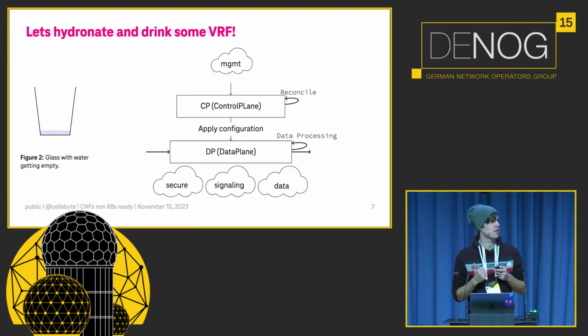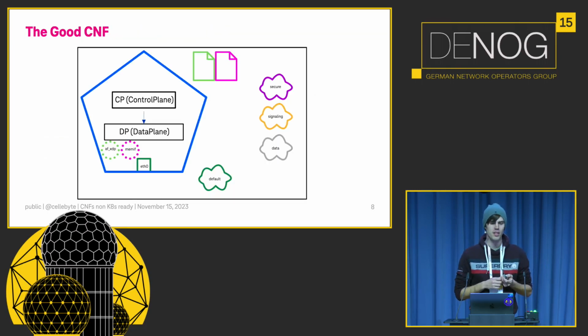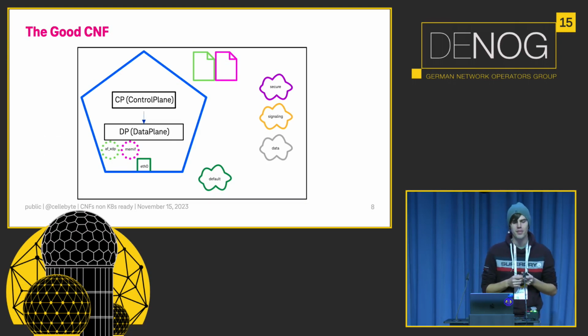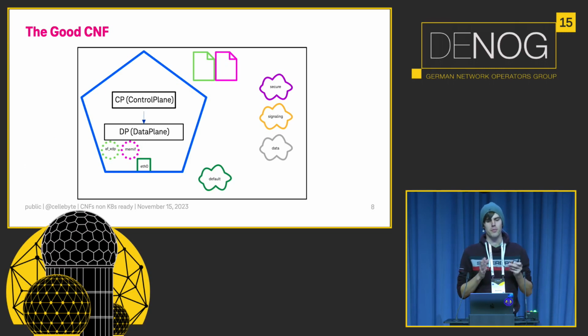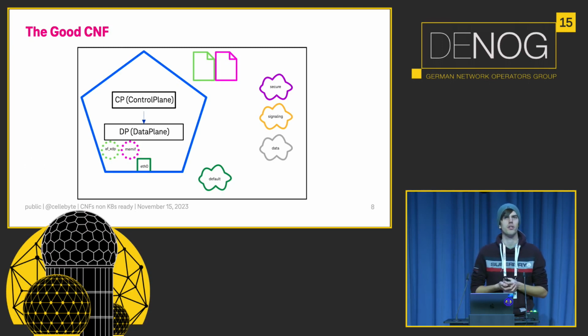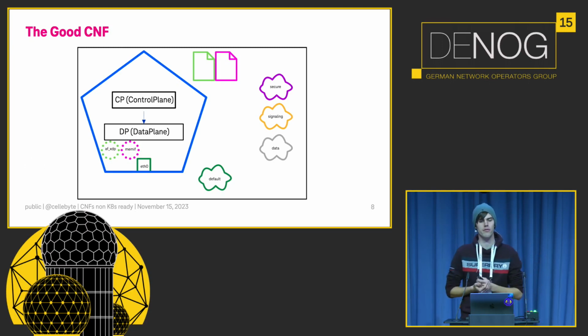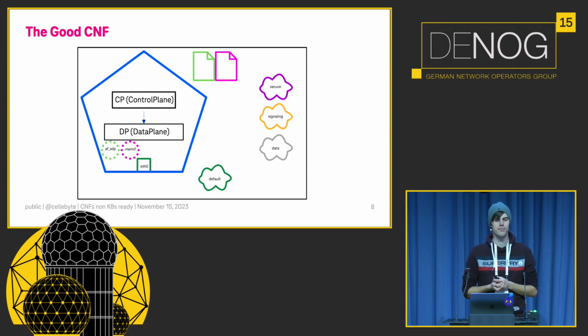So now let's have a look at how a good CNF should look on our platform. The black box is the host itself, and the blue one is the container. We have one interface, which you all know, it's the eth0 in the container network namespace. It is connected to the default VRF, like a normal Kubernetes cluster works. Everything you do is in the default VRF on the Linux host.